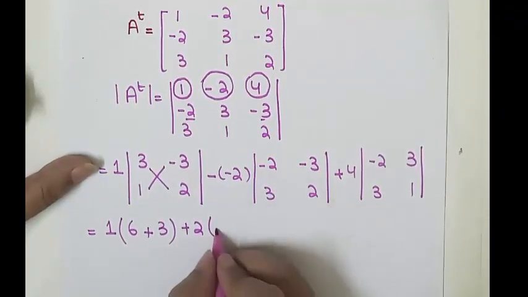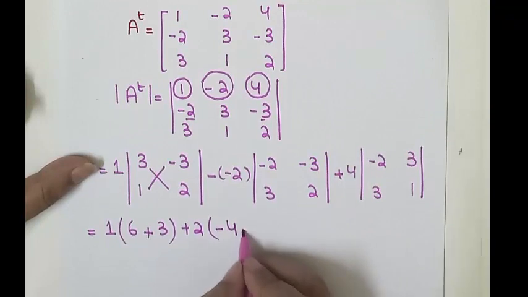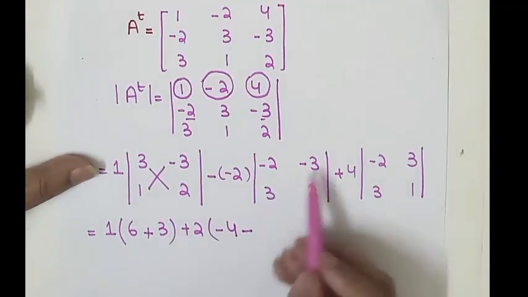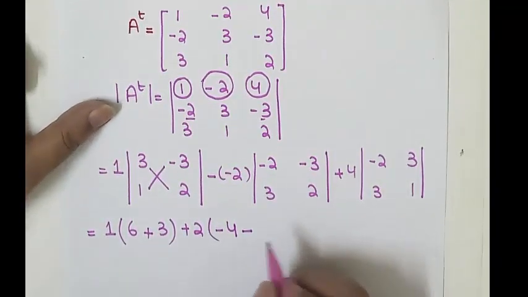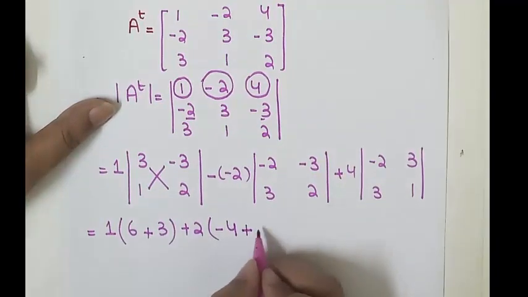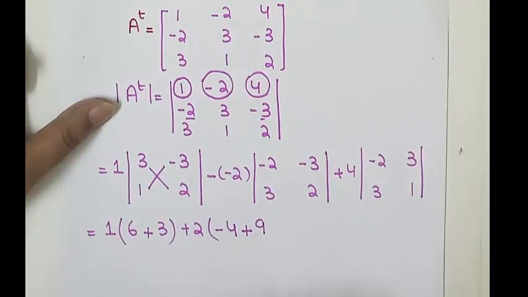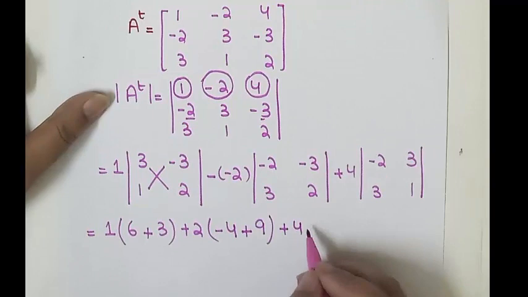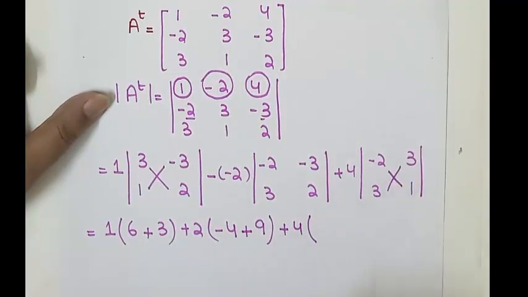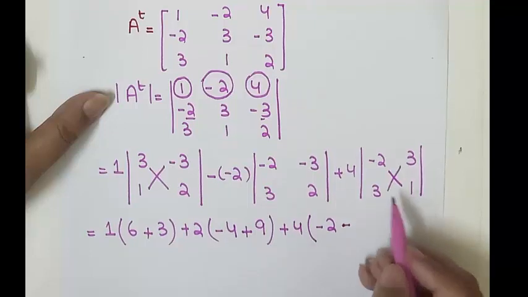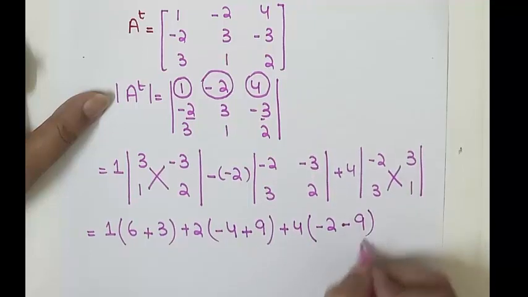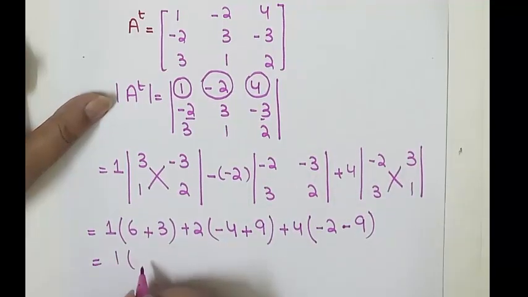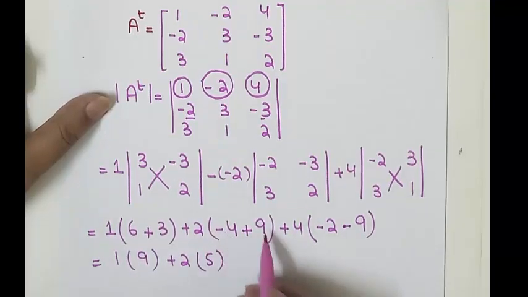Now 2 times is 4. Minus 3 times is 9. Minus 9. So this we have is positive 9 plus 4. Now cross multiply these two terms. We have minus 2 minus 3 times is 9. So 1, 3 plus 6 is 9 plus 2 minus 4 plus 9.